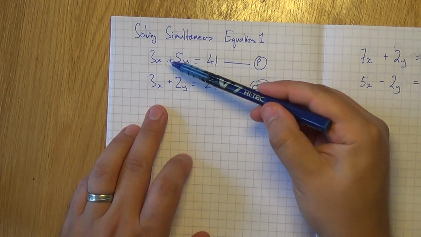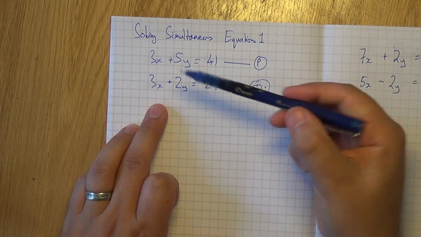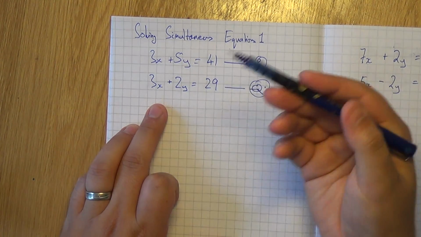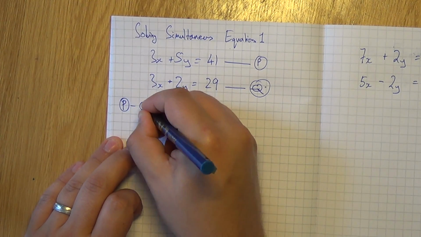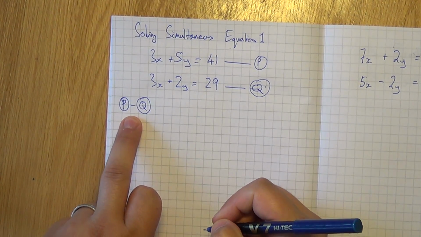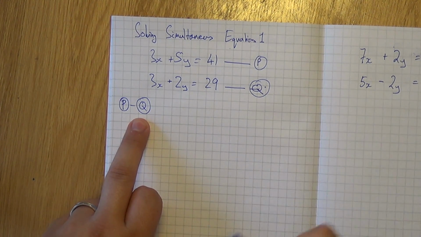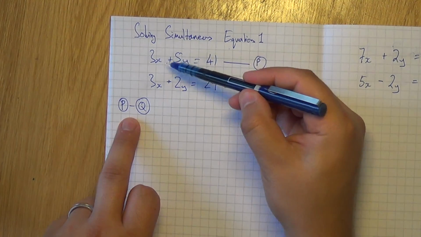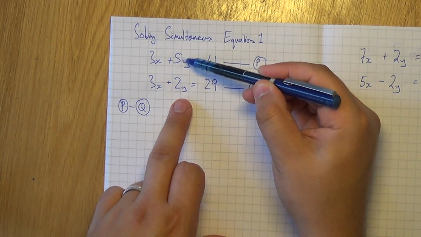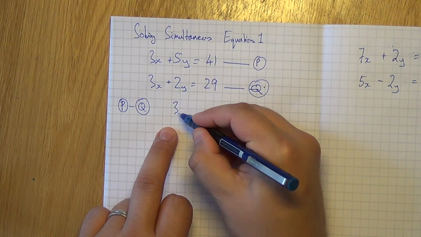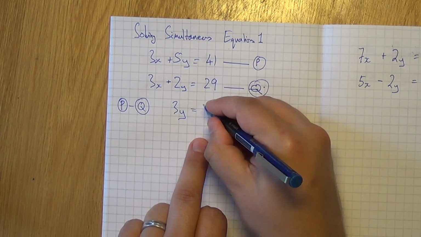You will notice that we have the same number of x's in both equations here. So if I subtract them, 3 take away 3 is 0, so something will have gone. So what we can do here is P take away Q. And that's a choice. You could have chosen to add these, or you could have chosen to do Q take away P. One of the choices is always easiest. So P take away Q, 3 take away 3 is nothing. Brilliant, the x's have gone. 5y take away 2y is 3y. And 41 take away 29 is 12.